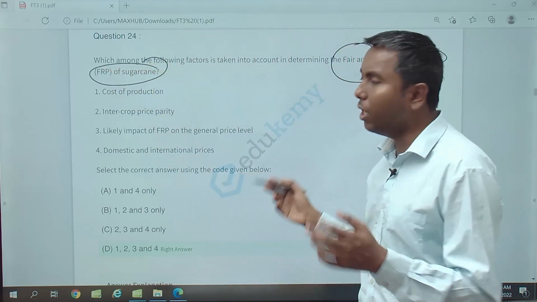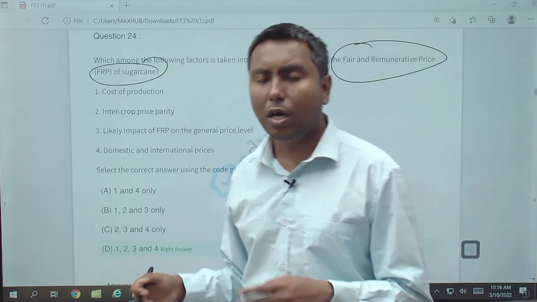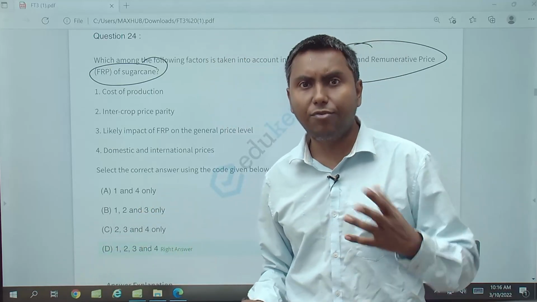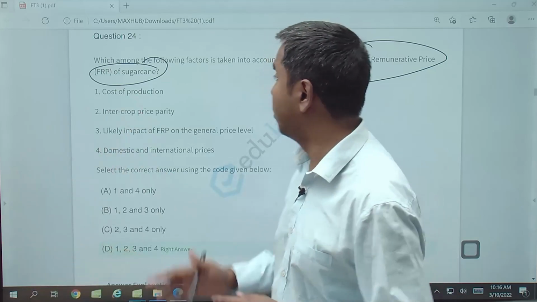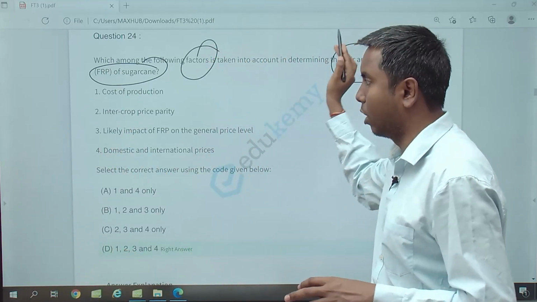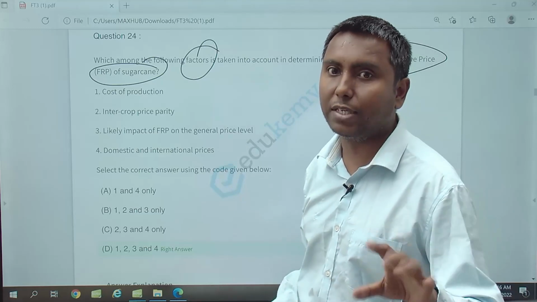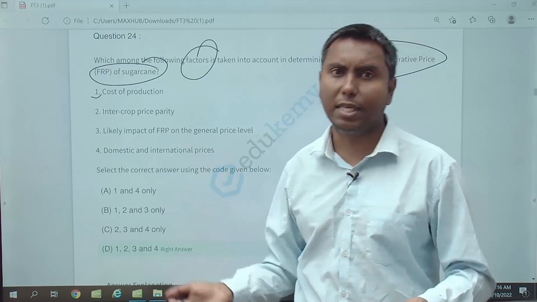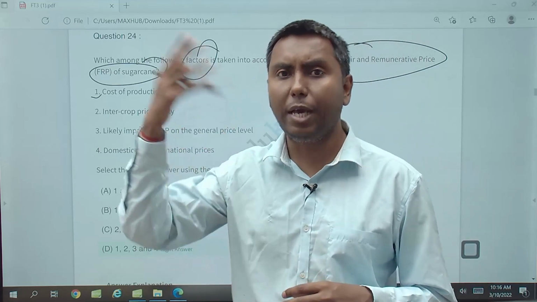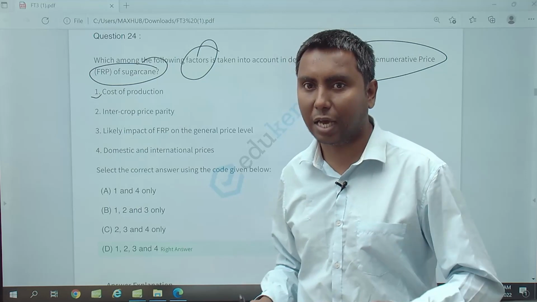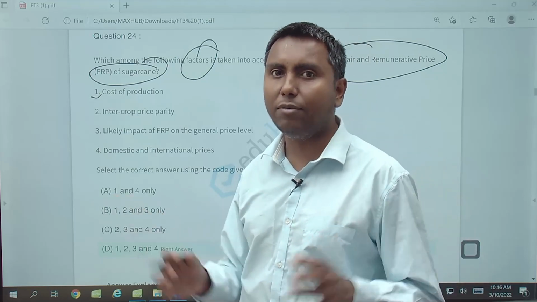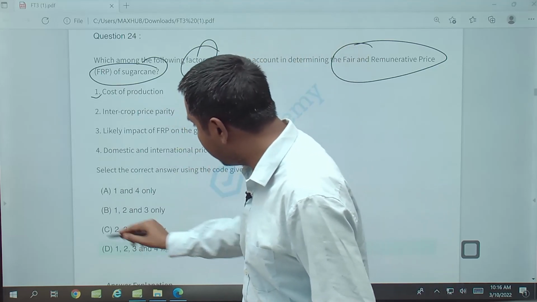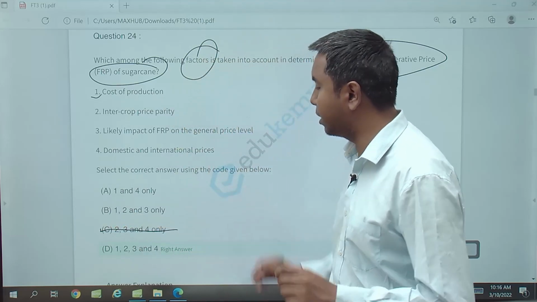FRP of sugarcane is a similar concept to MSP. It is the minimum price which sugar mill owners have to give to farmers. Now, which of the following factors are taken into account? How is FRP determined? Which factors influence FRP? First, cost of production. Of course, this is basic common sense: if the cost of production is high, then FRP will have to be fixed high so that farmers will have a remunerative price. So 1 is correct. If 1 is correct, then we can eliminate C.